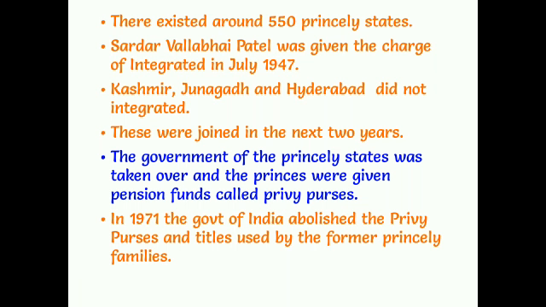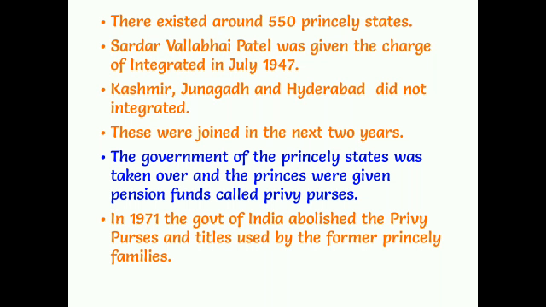After that, in our country many princely states used to be there, and these princely states had to be integrated into the Indian Union. What is this integration of princely states? What are these princely states actually? Princely states are the areas under the rule of native Rajas. Almost 550 princely states were there in our country. The charge of integrating these princely states was given to Sardar Vallabhbhai Patel in July 1947.